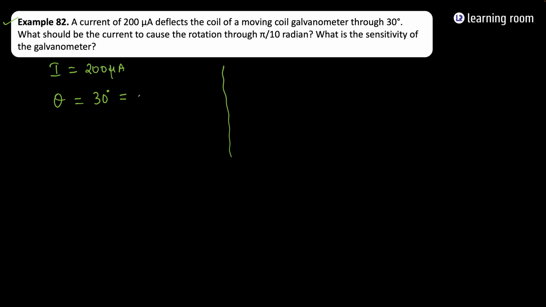Can you convert it to radian? 30 degree is pi by 6 radian. Now, I don't want pi by 6 radian of deflection. All I need is pi by 10. So if I call this I1 and theta1, the question they're asking is what should be the value of I2 so that my theta2 is equal to pi by 10. Just to clarify this, instead of theta, I'll use alpha.